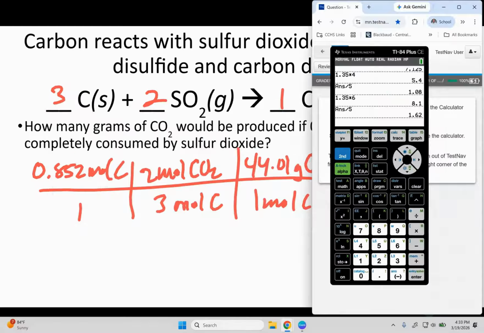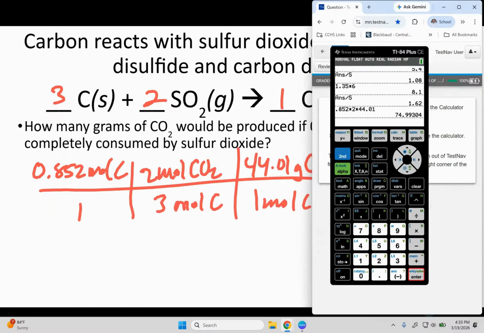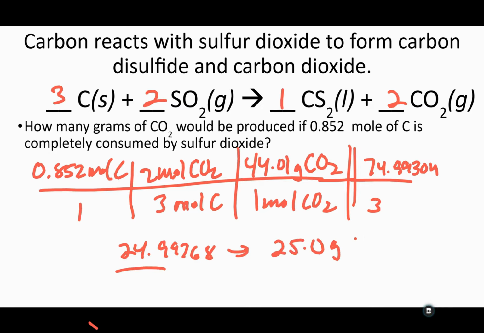Alrighty. So 0.852 times 2 times 44.01 is 74.99304. And the denominator is 3, so I'll divide this by 3. I'll end up with 24.99768. 3 sig figs, so 25.0 grams of CO2.